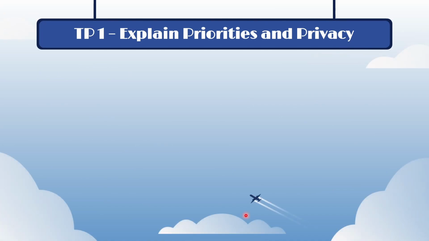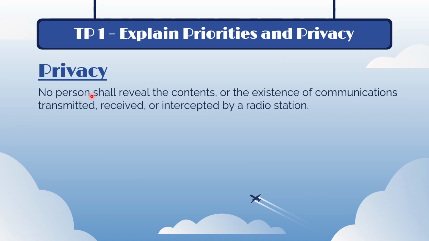And then next up is privacy. Privacy is basically just a law stating that no person shall reveal the contents or the existence of communications transmitted, received, or intercepted by a radio station.